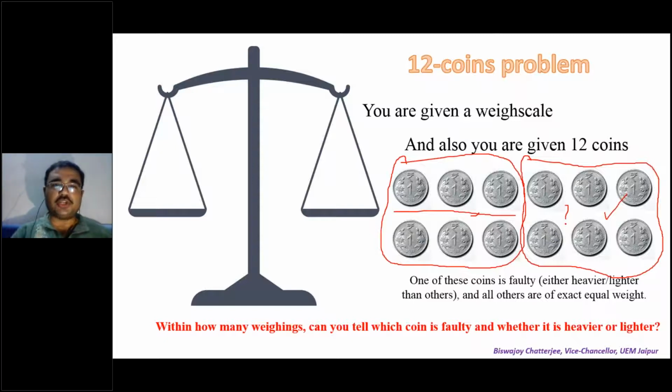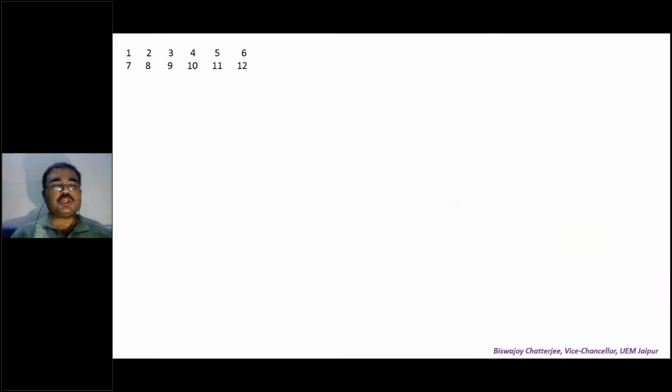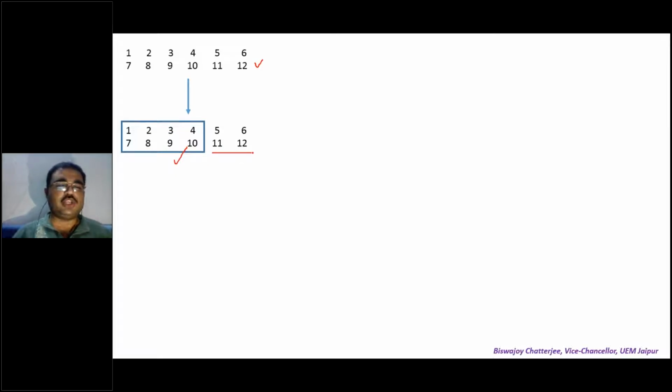I come to the solution now. So for the solution, I explain it like this. Let us number the coins 1, 2, 3, 4, 5, 6, 7, 8, 9, 10, 11, 12. As you can see, 12 coins. I firstly choose 8 coins out of this. That is, I choose these 8 coins and I don't use these 4 at the initial stage. Only 8 of them I choose initially.